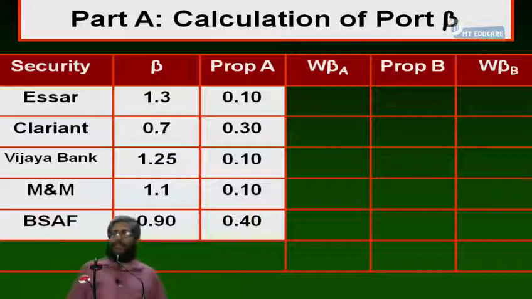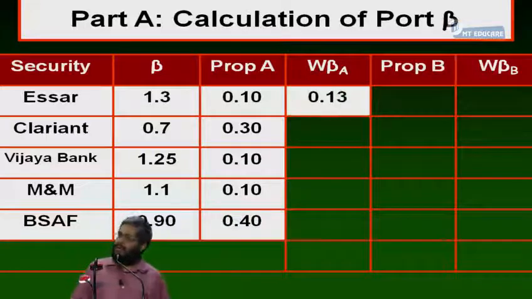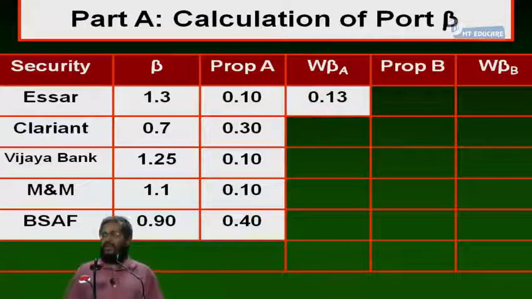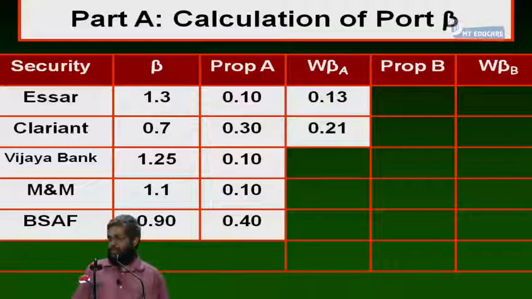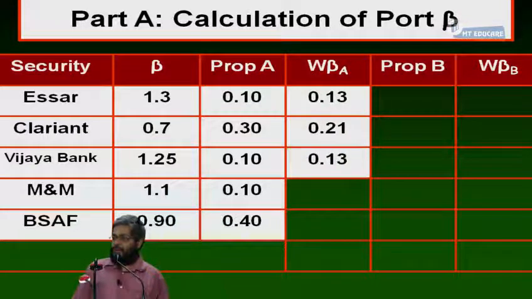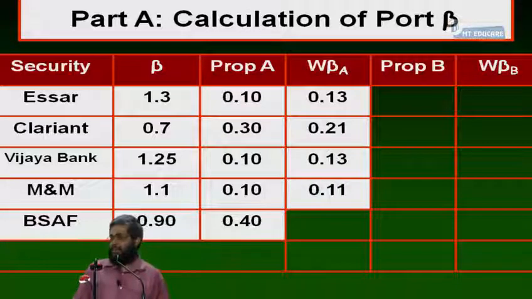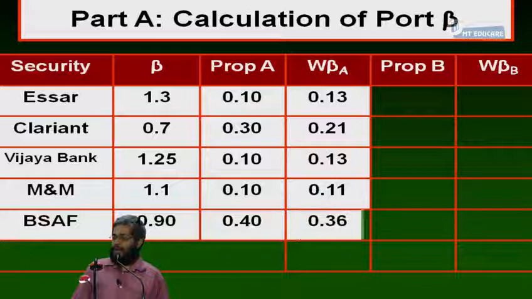Weighted beta. 1.3 into 0.10 gives you 0.13. 0.7 into 0.30, 0.21. 1.25 into 0.10, 0.125. I made it 0.13. You can write 0.125 also in the exam, not an issue. 1.1 into 0.1, 0.11. 0.9 into 0.4, 0.36.